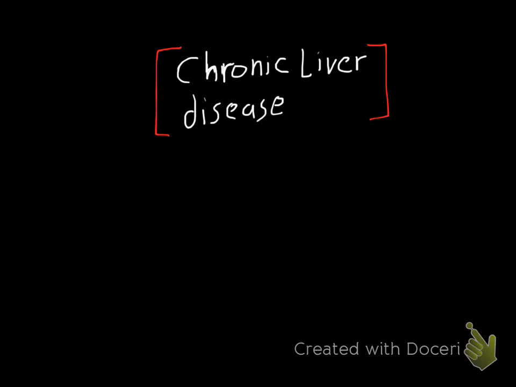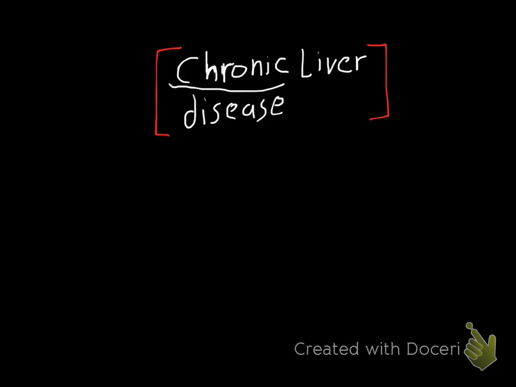Chronic liver disease. From the name, chronic liver disease means the deterioration of liver functions within a long period of time. If you remember, I said acute liver disease is the deterioration of liver function within a short period of time, but chronic is the deterioration of the function of the liver within a long period of time.